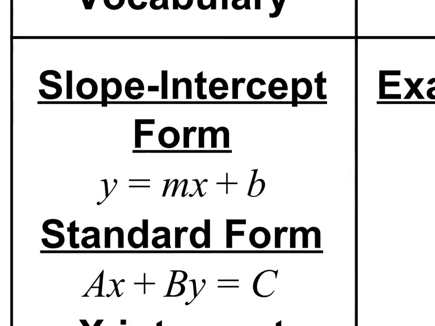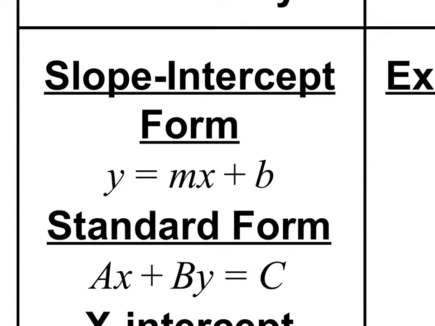Those are known as slope-intercept form, which I assume most of you are the most familiar with. y equals mx plus b. In this case, m is our slope, and b is our y-intercept. That's one way we're going to write them.